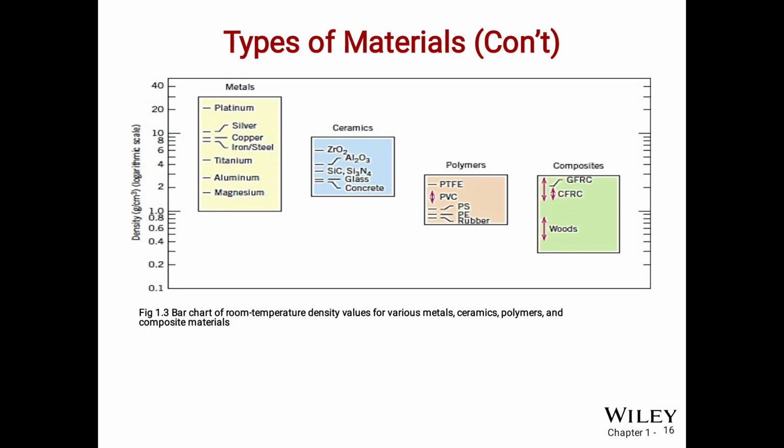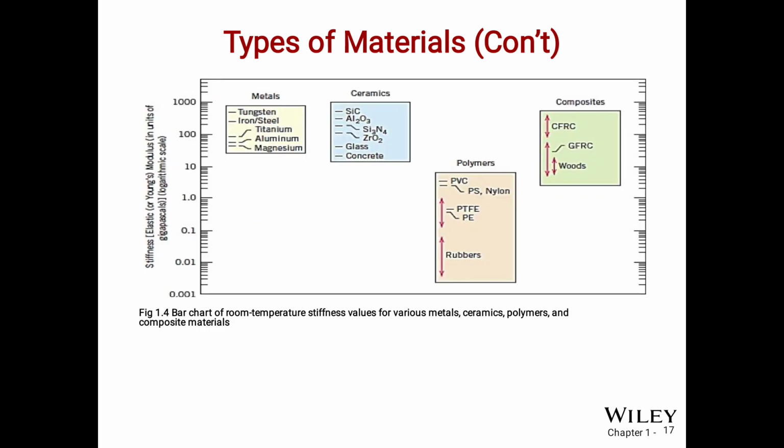Types of materials. Metals: platinum, silver, copper, iron, steel, titanium, aluminium, magnesium. Ceramics: zirconium dioxide, aluminium oxide. Polymers: PTFE, polytetrafluoroethylene; PVC, polyvinyl chloride; PS, polystyrene; and rubber. Composites: CFRC, GFRC, glass fiber reinforced concrete.